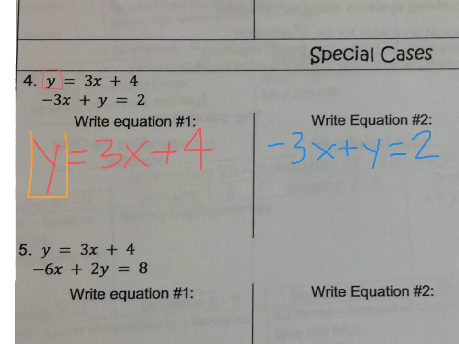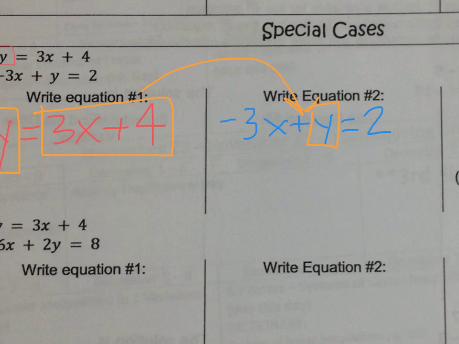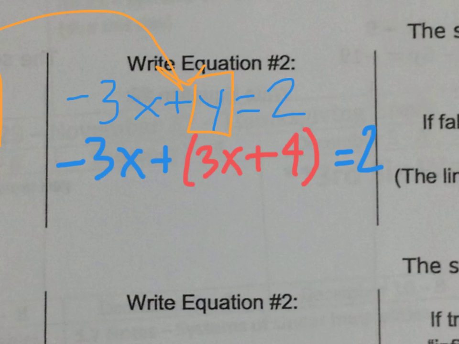Since the y is by itself, we take what the y is equal to and replace it for the y in our second equation. So equation number 2 becomes negative 3x plus 3x plus 4 equals 2. Now that our equation is in terms of one variable, which is x, we can simplify and solve.